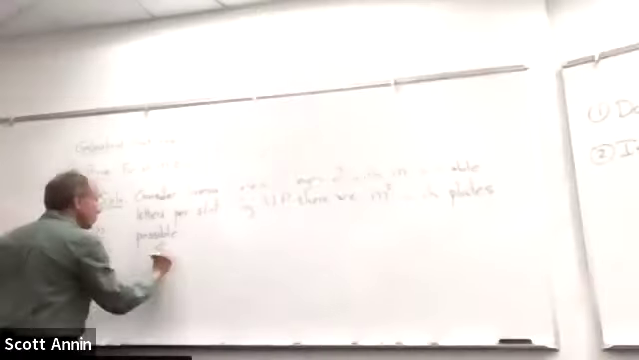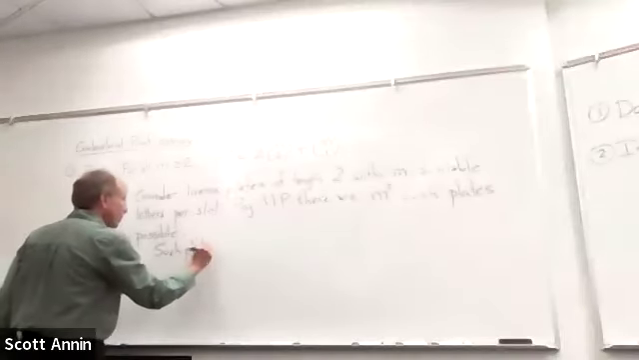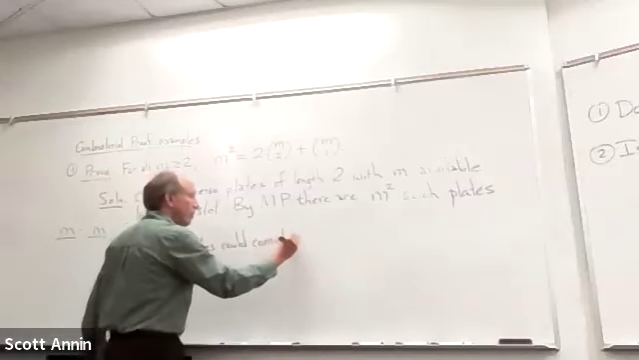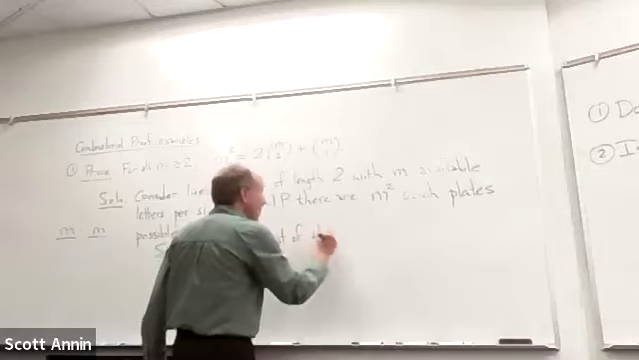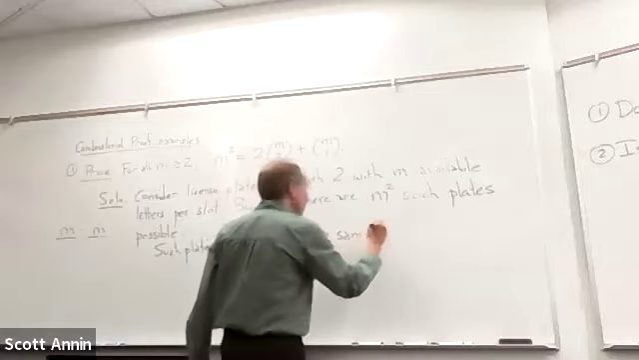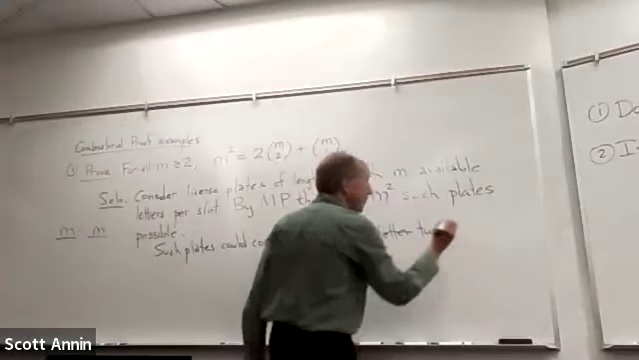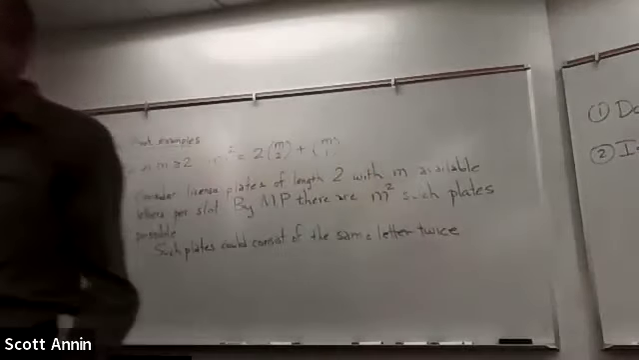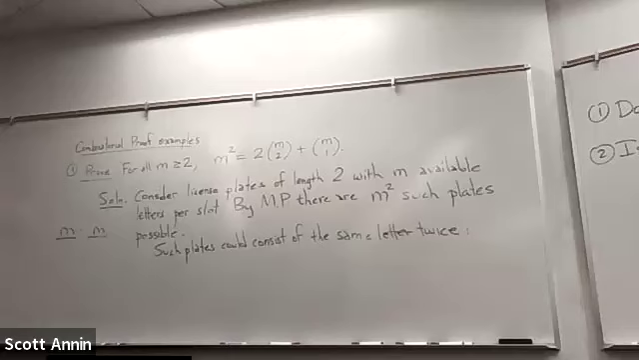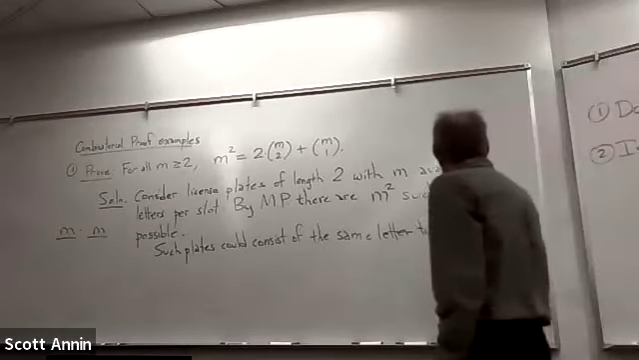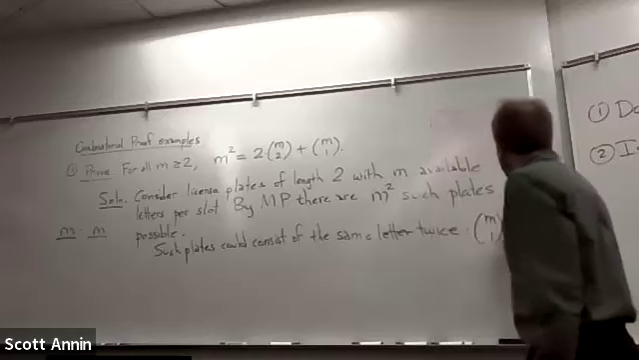So let's just say such plates could consist of the same letter twice. Now, if we were creating a plate like that, my question is, how many such plates would there be that have the same letter in both slots? Choose one, right? I just choose the one letter, I put it in both slots, right? So there are choose one such plates.